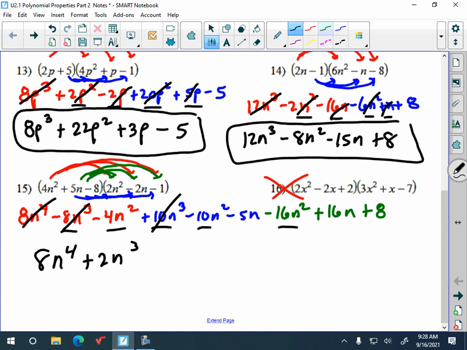All right, so negative 4 minus 10 is negative 14. Negative 14 minus 16 is negative 30. All right, negative 5n and 16n is plus 11n, and then plus 8.